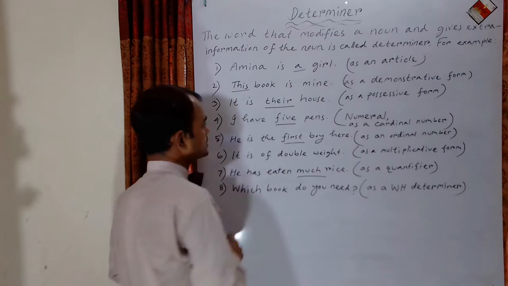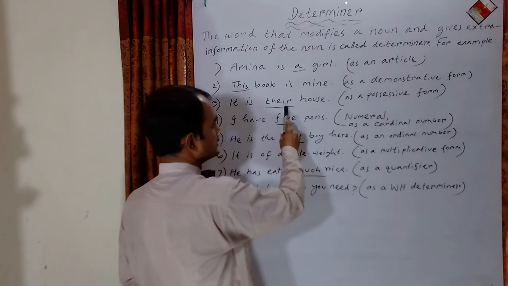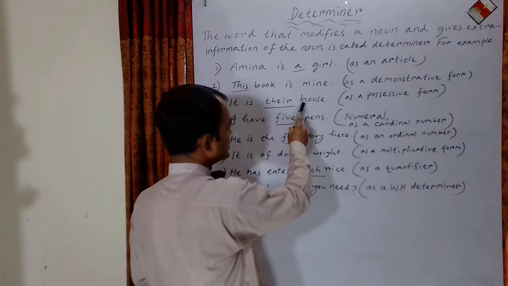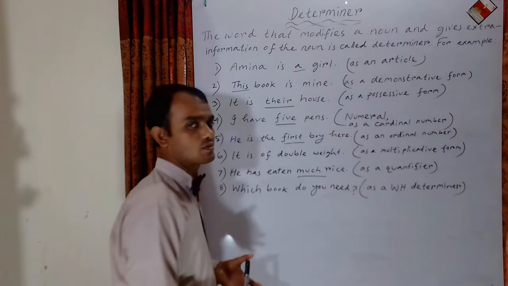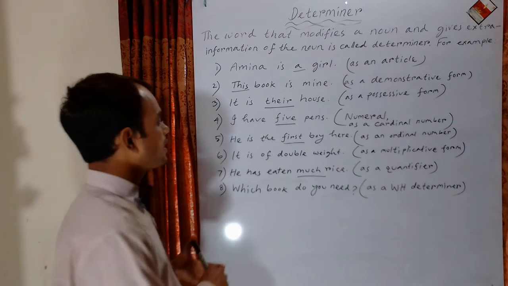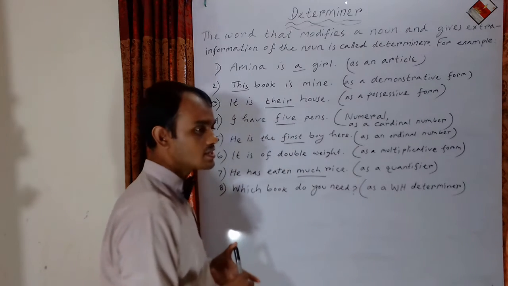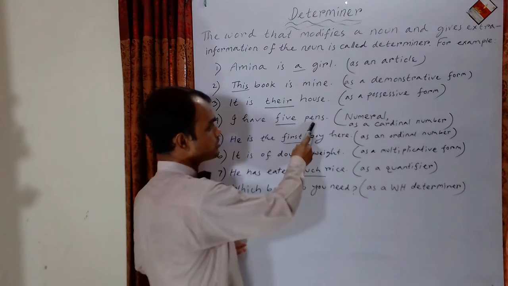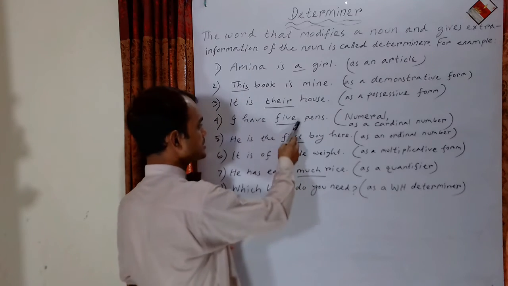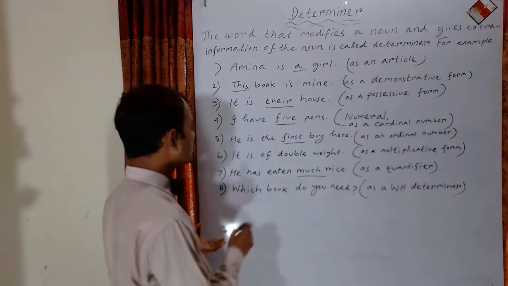It is their house. From this sentence we find the word their. Their is a possessive form and this possessive form is giving extra information the noun house. So this is also a determiner. I have 5 pens. 5 is a numeral and this numeral is modifying the noun pens and giving extra information the noun pens. So 5 is a determiner as a cardinal number, numeral cardinal number.